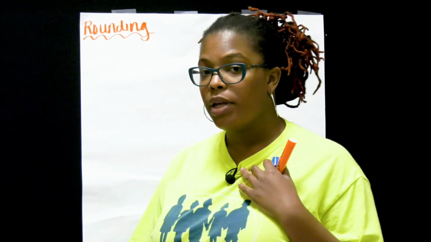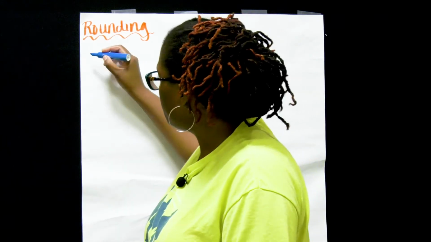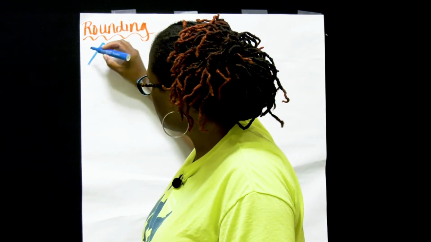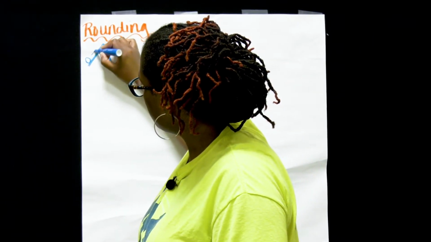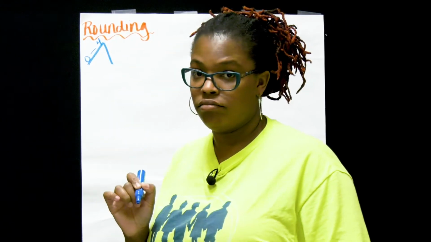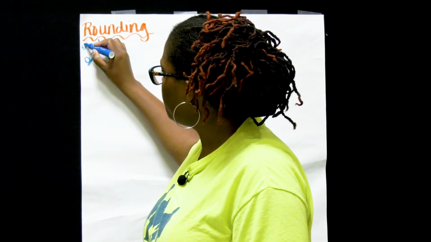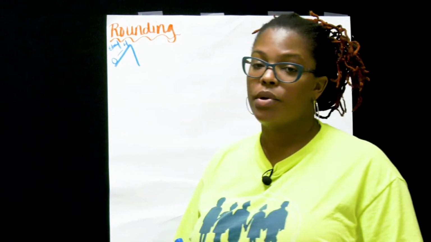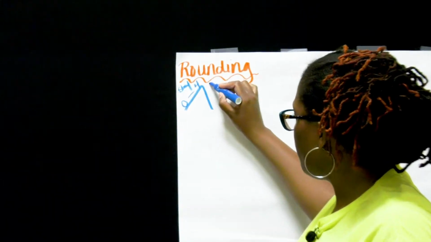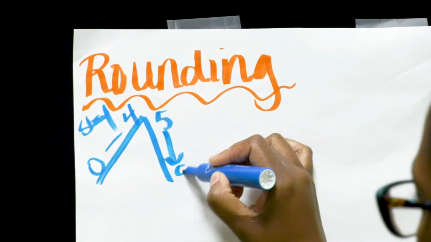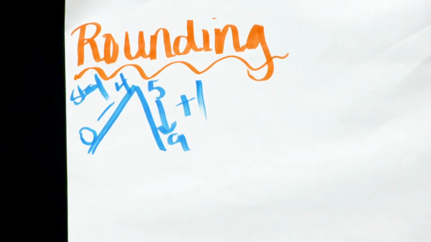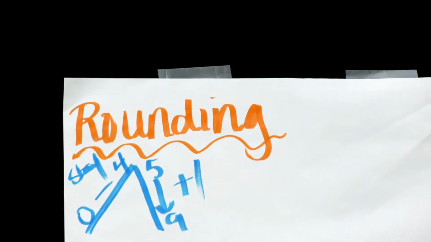And then we had our rounding triangle. So we had our wrap and our rounding triangle. So I'm gonna draw a triangle up here. I'm just gonna put numbers 0 through 4. We stay the same. So that's 0, 1, 2, 3, 4. Numbers 5 through 9, we add 1. So that's numbers 5, 6, 7, 8, and 9.